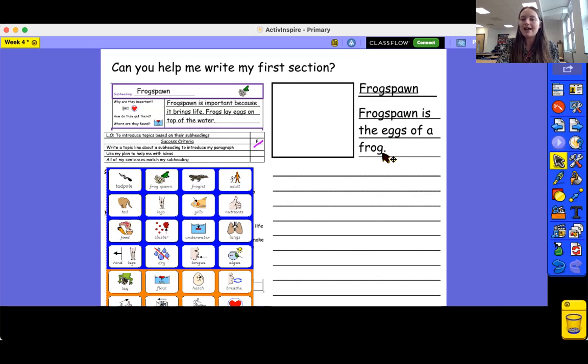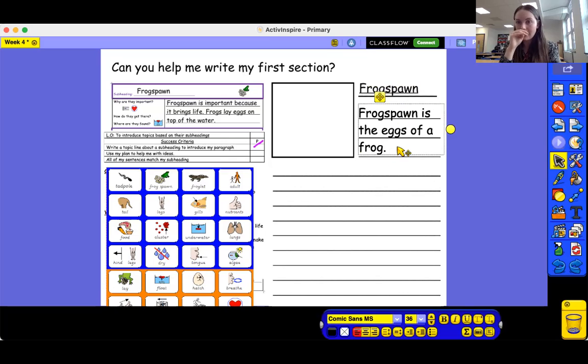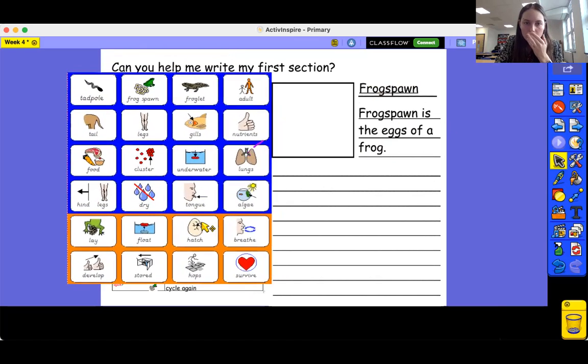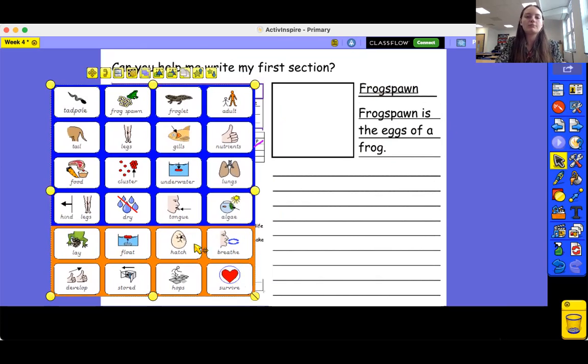What would I want to know? So frog spawn is the eggs of a frog. What does it look like? Tell somebody in the room, what does frog spawn look like? I'm going to make my word mat a little bit bigger so that you can see it better, and then you can maybe use some of those words to help you.